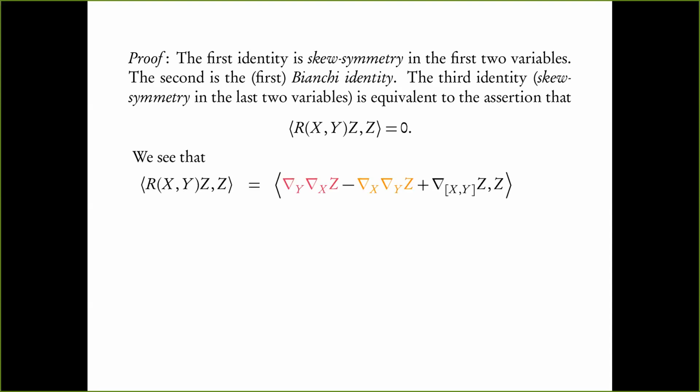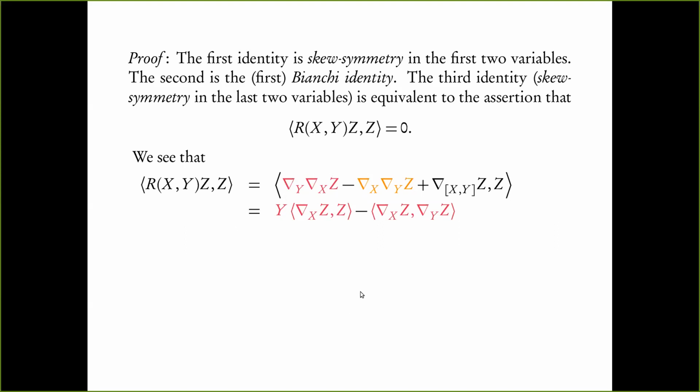So let's compute. So we want to compute this quantity. What is this quantity? Well, you simply substitute what is R of xy acting on z. Well, it's nothing but this vector dot z with respect to the metric. And I've put different colors because, again, certain terms will cancel in certain ways. So if I expand the red term, what do I get?